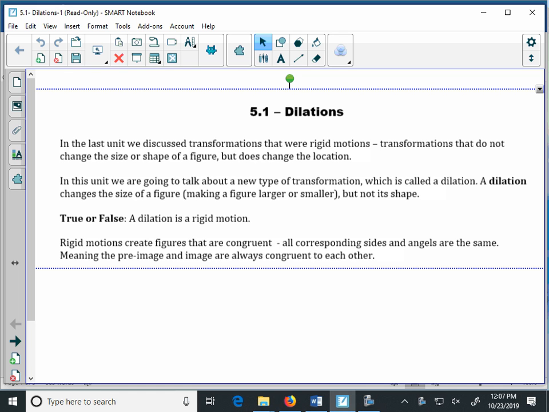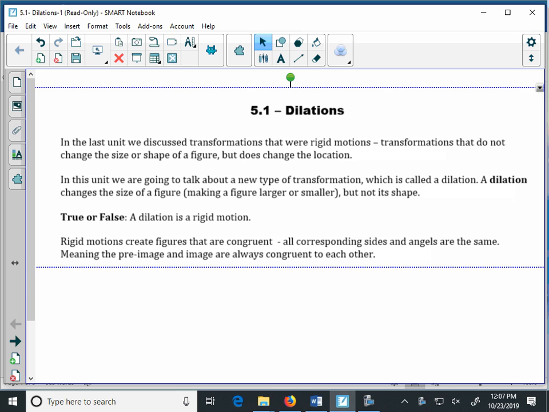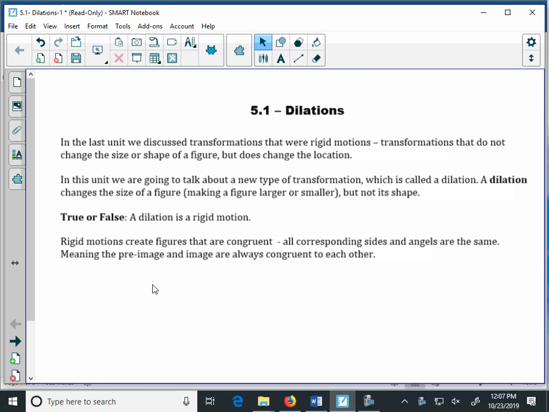Last unit we discussed rigid motion. So transformations that don't change the size or shape of a figure, just change its location. A translation was a rigid motion because it just slid the figure around the coordinate plane. A rotation was a rigid motion because it just turned a figure around the coordinate plane. A reflection was a rigid motion because it just flipped a figure about the coordinate plane.